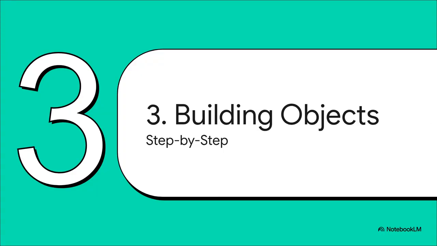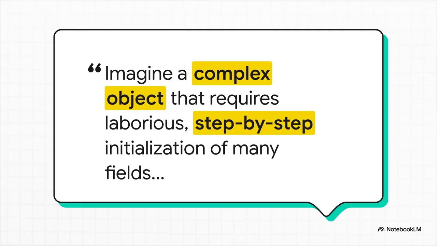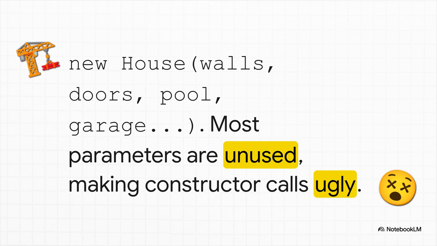But what about those objects that are just insanely complicated to build? You know, the ones with tons of optional settings and nested parts. This brings us to our next pattern. Just imagine trying to create a complex object that needs this long, painful, step-by-step setup process. If you try to shove all of that logic into a single constructor, oh boy, it gets messy, and it gets messy fast. This is how you end up with what's called the telescoping constructor problem. It's just as ugly as it sounds.